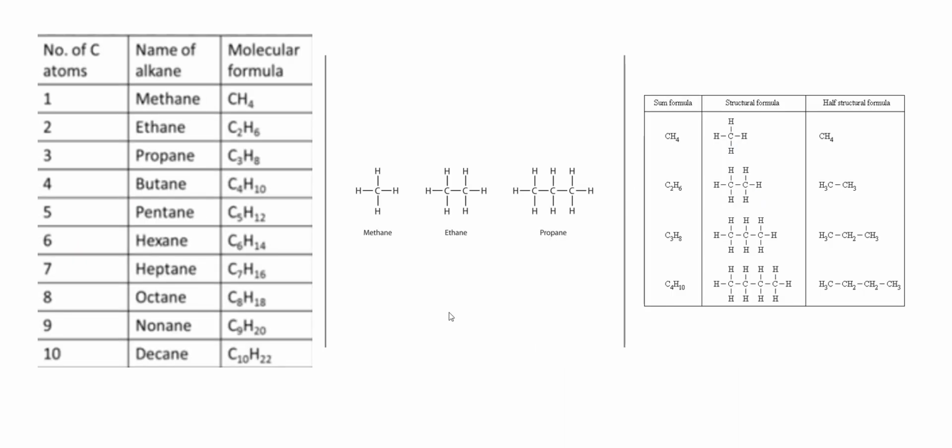Let's begin with the alkanes. Which ones are the alkanes? Those are the ones that have single bonds between atoms of carbon. These are the alkanes, and they have a prefix that indicates the number of atoms of carbon.